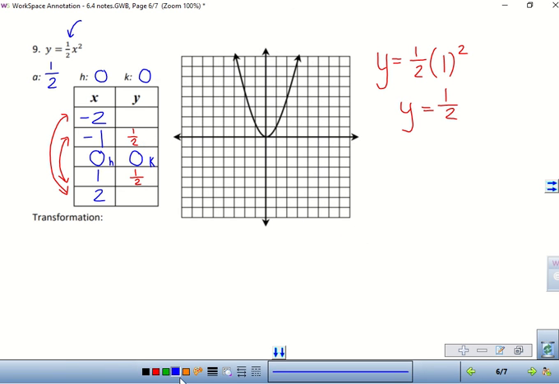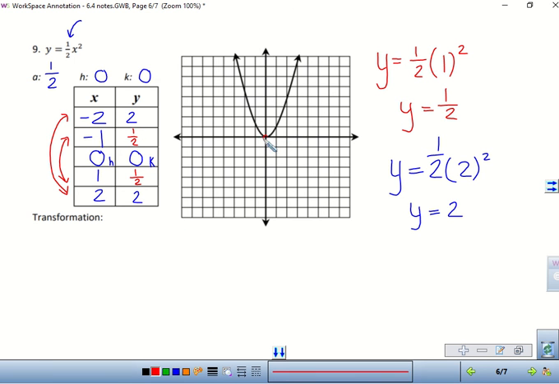All right. Now we're going to plug in 2. So that's going to be 1/2 times 2 squared. What's 2 to the second? 4. Times 1/2? What's half of 4? 2.